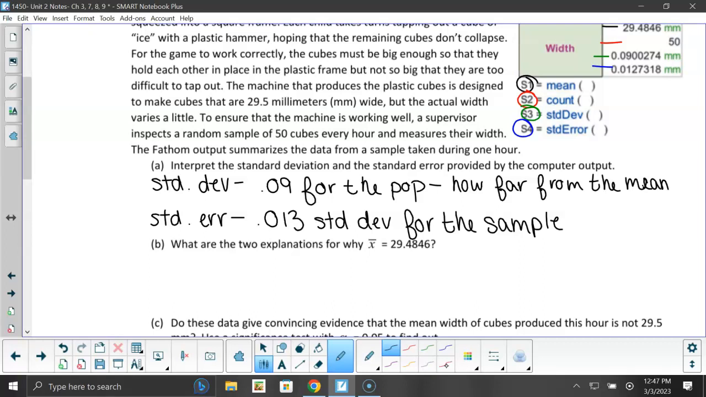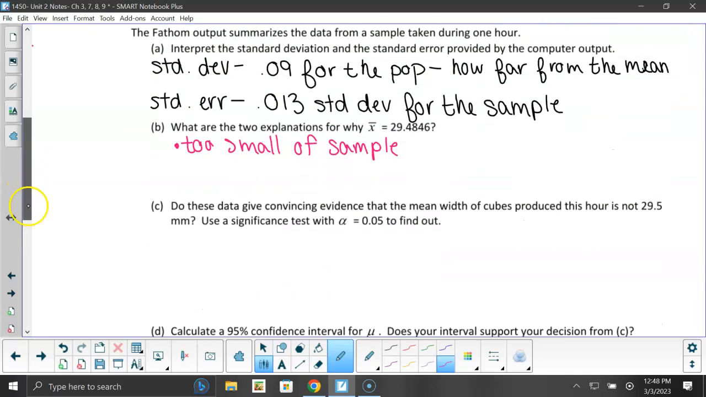All right. So what are two possible reasons why my mean for my sample of 50 little plastic ice cubes is not 29.5, it's 29.4846? What are some possible reasons why my measurement would be off? All right, I grabbed too small of a sample. Yep. There's a problem with the machine, and they are actually that tiny.